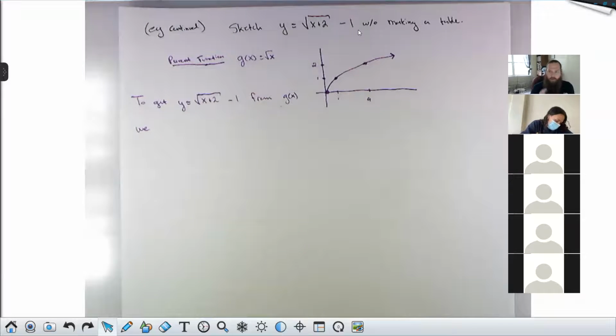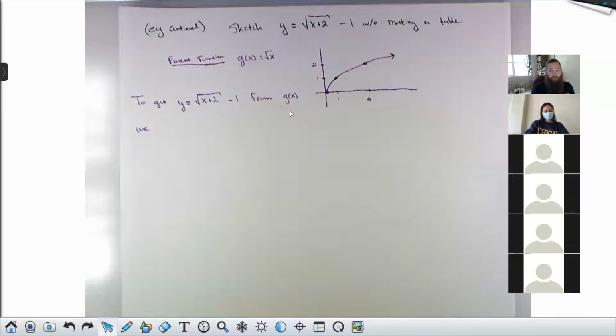Now I'm gonna alter what you said just a tiny little bit. So Genesis said we need to shift down 1 and left 2. Here's a question. Is that the same as shifting left 2 and then down 1? Yes. If I move this to the left 2 units and then down 1 unit, I will get the same thing as if I moved down 1 unit and then to the left 2 units.